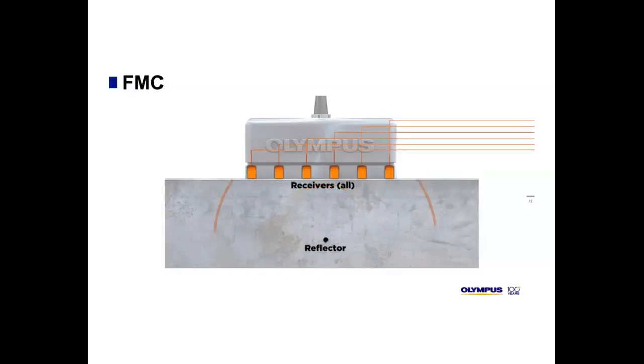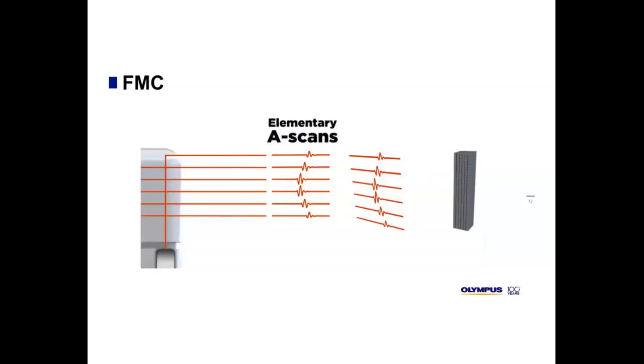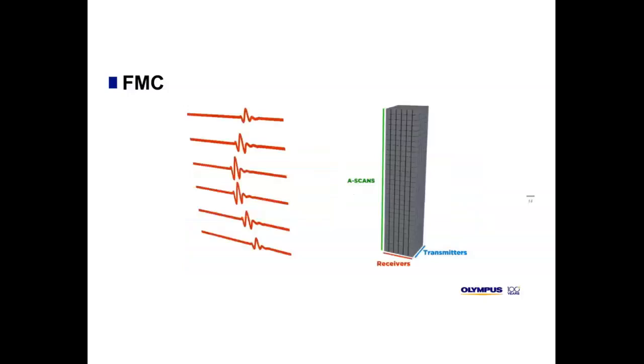The FMC acquisition starts with pulsing the first element and then receiving with all the elements. This allows us to collect 6 A-scans for this firing-receiving sequence. So we fired 1 element and received with 6 elements. We obtained 6 elementary A-scans. You can imagine if we had a 32-element probe, we would fire 1 and receive with the 32 elements, and then we would create 32 elementary A-scans. In this way, we start building what we call the matrix of elementary A-scans, thus full matrix capture.